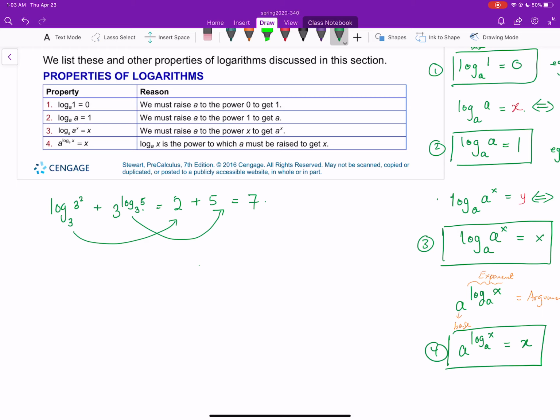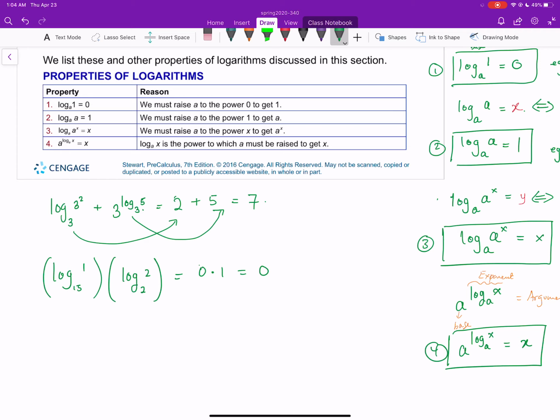Okay. Let's look at another one where we have log of 15 to the 1 times log 2 of 2. So log 15 of 1 is the same as 0, if you look at property number 1. And then log 2 of 2 is an example of property number 2. So that is 0 times 1, which is 0.